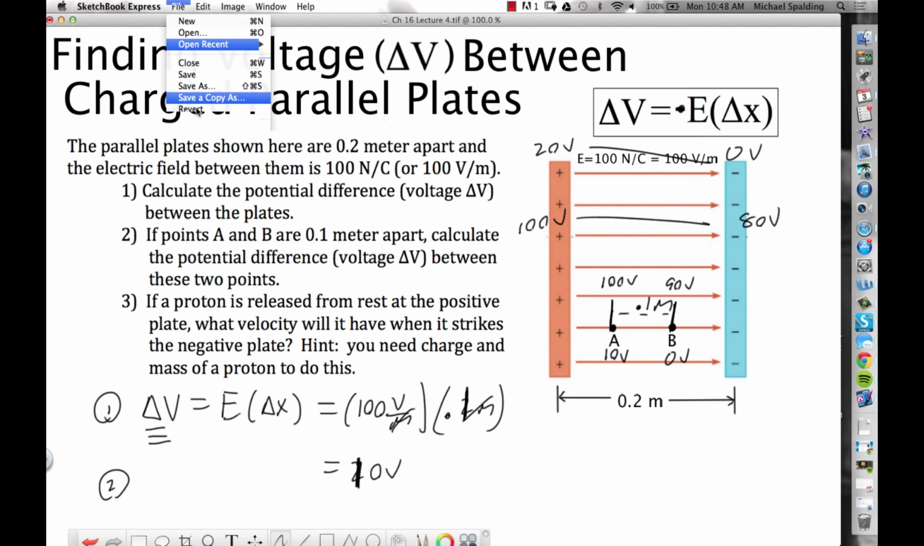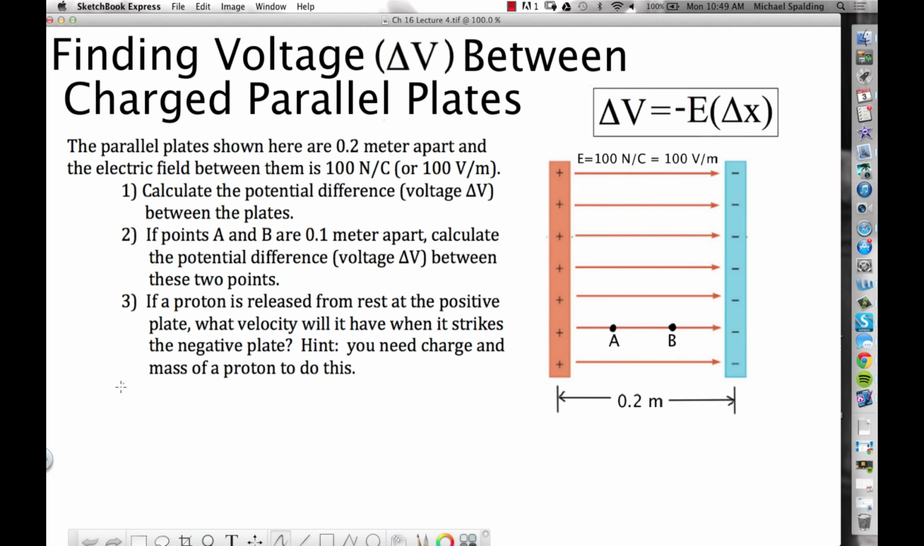All right, number 3 is the trickiest part. Okay, so we have a proton. This proton starts here, and we release it from rest, and it travels to the negative plate. So what type of energy does the proton start with? It starts with potential. What type of energy does it end with? Kinetic.